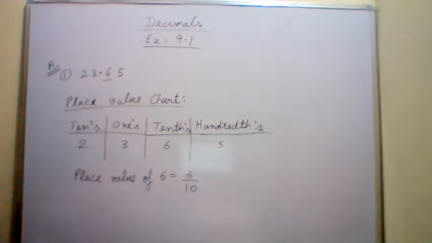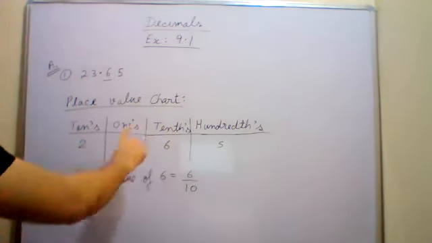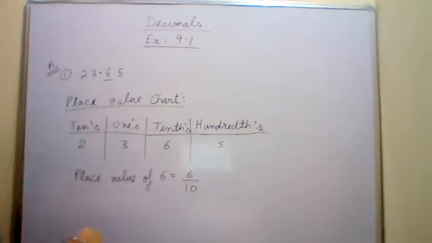Sir, this last one, in decimals, why is the 5 coming in hundredths? It is because the first digit after decimal is known as the 10th place. Okay sir, this is at the ones place. The first digit after decimal is at the 10th place. Sir, understood.